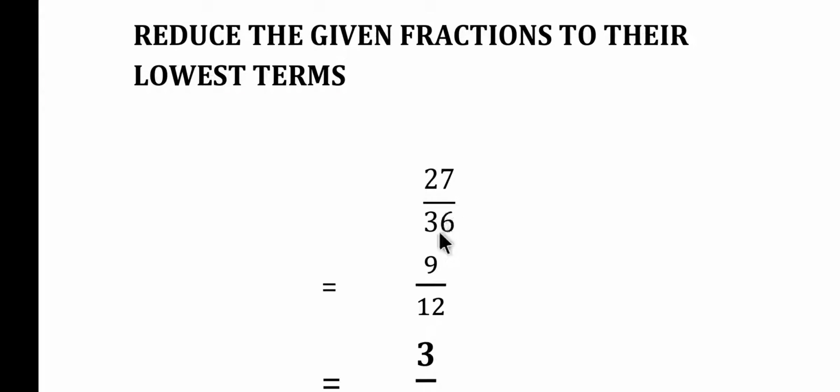So, 27 and 36 both can be cancelled by 3. So, 3 will cancel 27 9 times and 36 12 times. So 3 nines are 27 and 3 12s are 36. So we'll get 9 by 12. Now 9 and 12 both again can be cancelled by 3. So 3 will cancel 9 3 times. So 3 3s are 9 and 3 4s are 12. So you'll get 3 by 4.